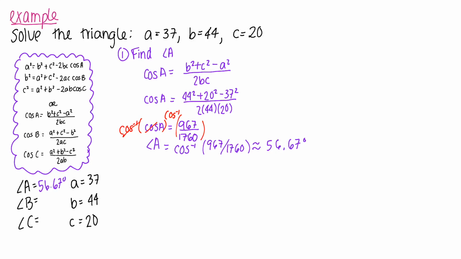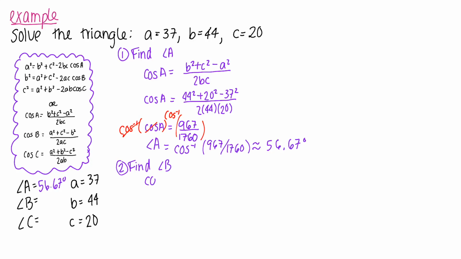Now, I've already told you that if you start with Law of Cosines, you have to finish with Law of Cosines. So I'm going to finish this one with Law of Cosines and then go back and show you what happens with Law of Sines here. So we're going to find angle B using the same exact process we used for finding angle A.